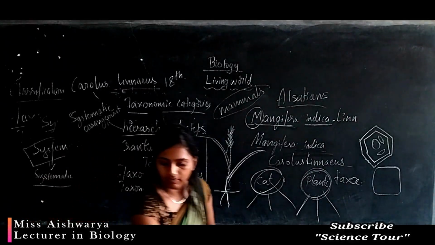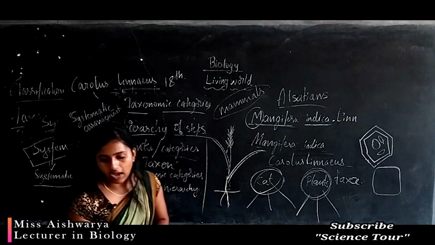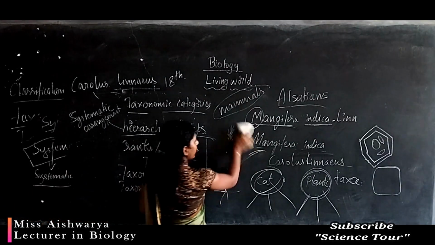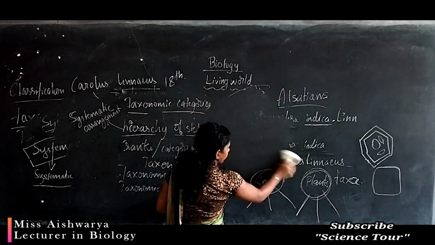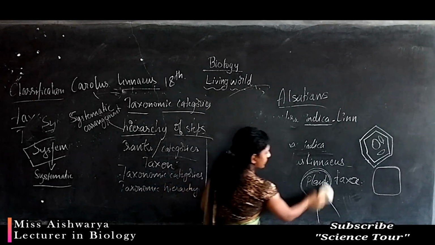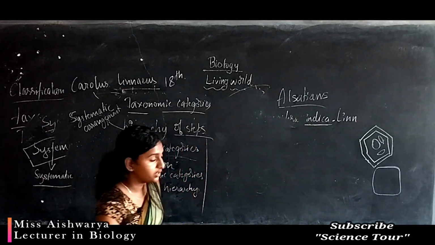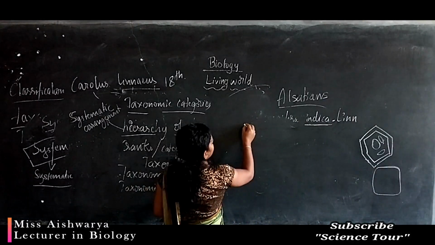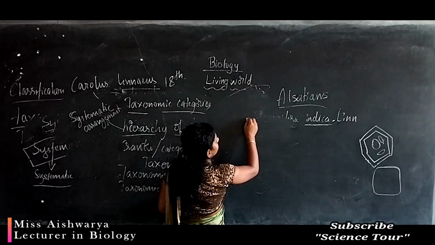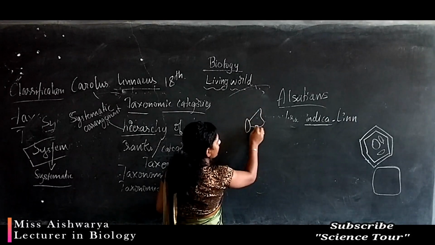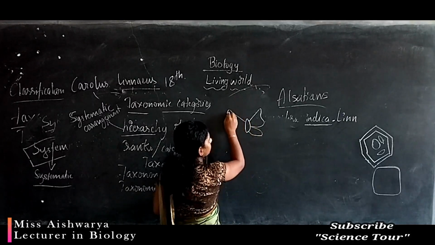Okay. Next we'll move to how we can differentiate, how we can categorize. If you take the insect as an example, so insects, if you take a butterfly, it is also an insect.